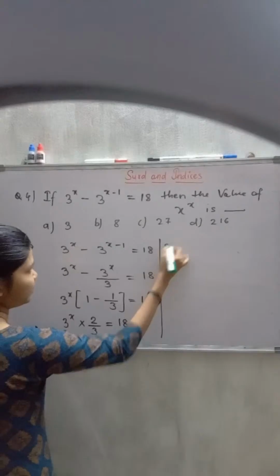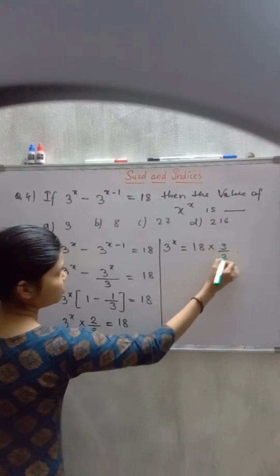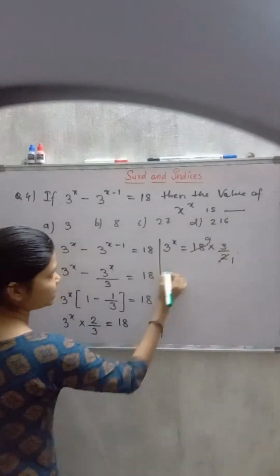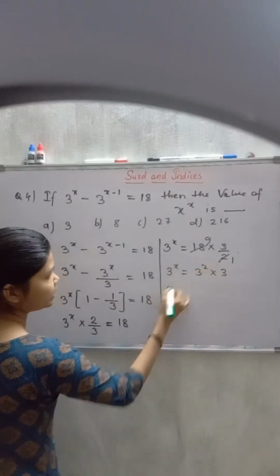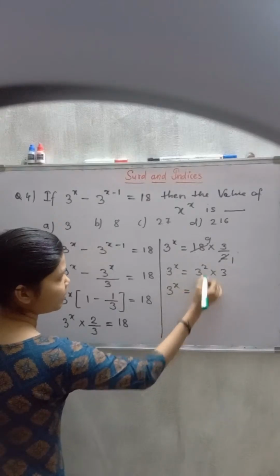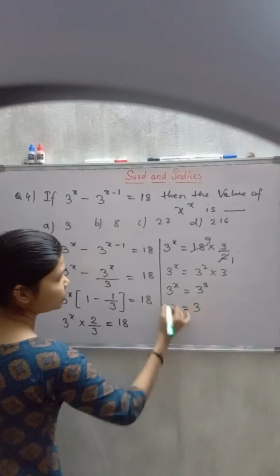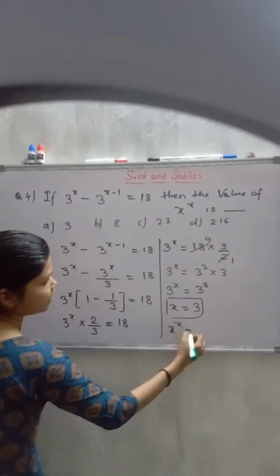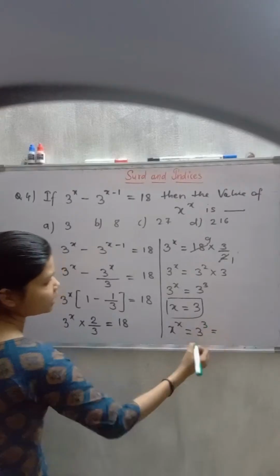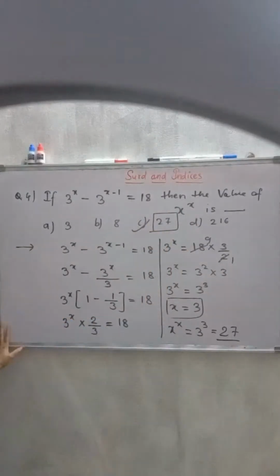So 3 to the power x equal to 18 into 3 by 2. 2 ones are 2, 2 nines are 18, so 9 into 3. 3 to the power x equal to 3 square into 3. 3 to the power x equal to 3 to the power 2 plus 1, that is 3 cube. This implies x equal to 3. We want the value of x to the power x. x to the power x means 3 to the power 3. 3 cube is 27. Option C is the correct answer.